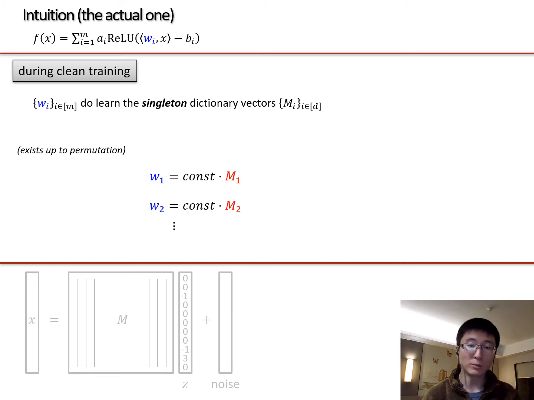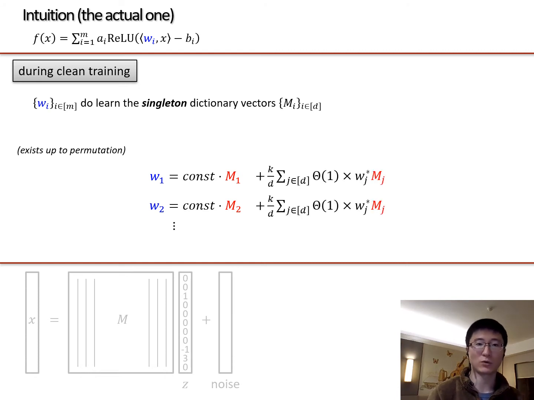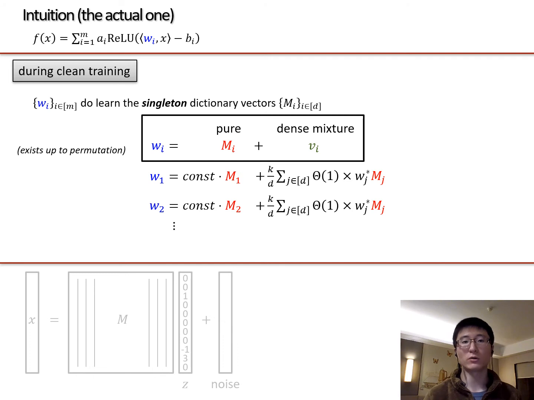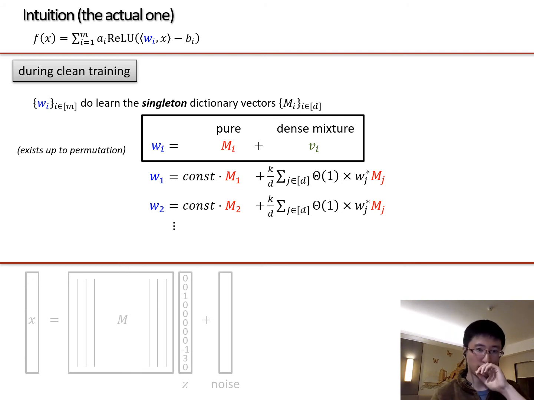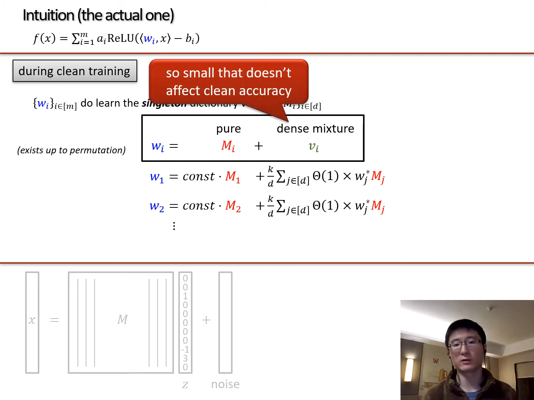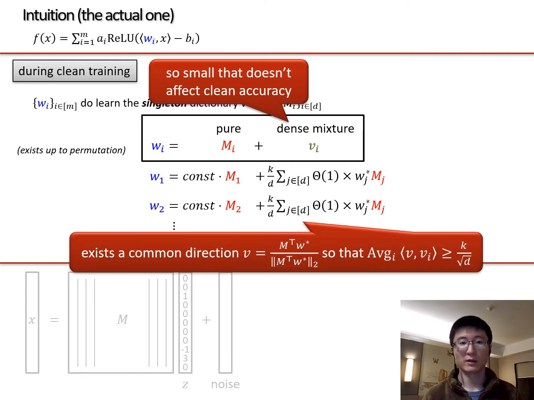But on top of that, they not only learn that pure direction, each neuron also learns a dense mixture direction that correlates basically with every column of the dictionary matrix. So this is a dense direction on top of the pure direction. This dense mixture on one hand is so small that it does not affect clean accuracy. But on the other hand, they are correlated with each other so that if you perturb the input in this common direction, it can change the output of every single neuron.